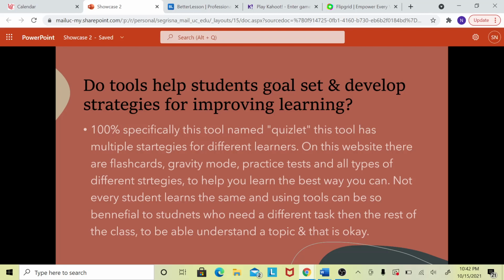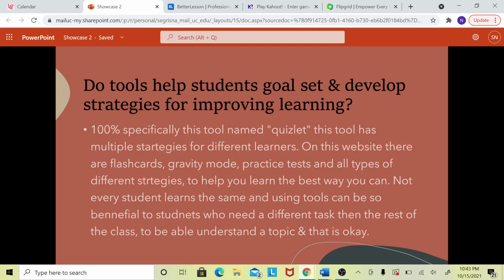Do tools help students set goals and develop strategies for improving learning? I definitely think so. Specifically, this tool named Quizlet. This tool has multiple strategies for different learners. On this website, there are flashcards, gravity mode, practice tests, and all types of different strategies to help you learn the best way you can.